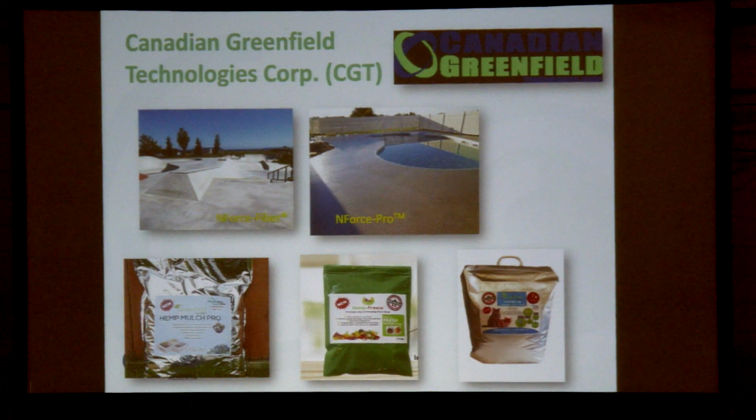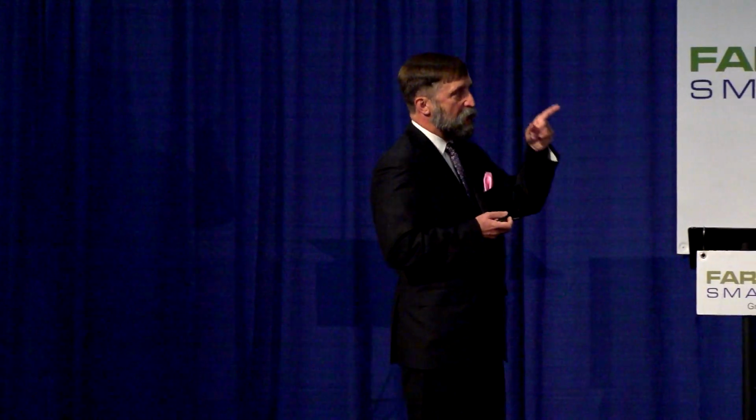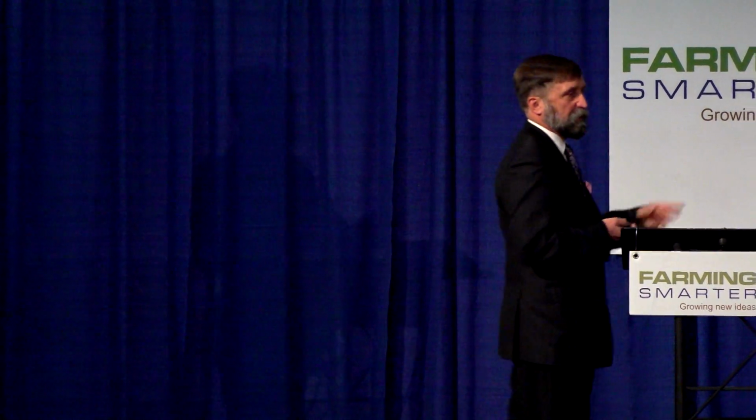Next one, that's what I wanted to talk about, is Canadian Greenfield Technologies here from Calgary. Look at this skate park and swimming pool. They are using hemp fiber. Initially, we were just providing them with fiber. Now they have their own fiber processing equipment, and they won a contract bid on the Beijing 2022 Winter Olympics, and they will be constructing a bobsled track with hemp.